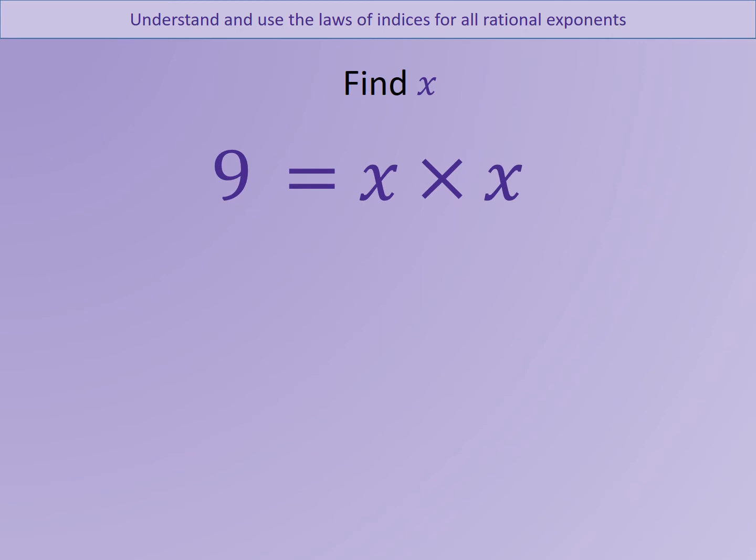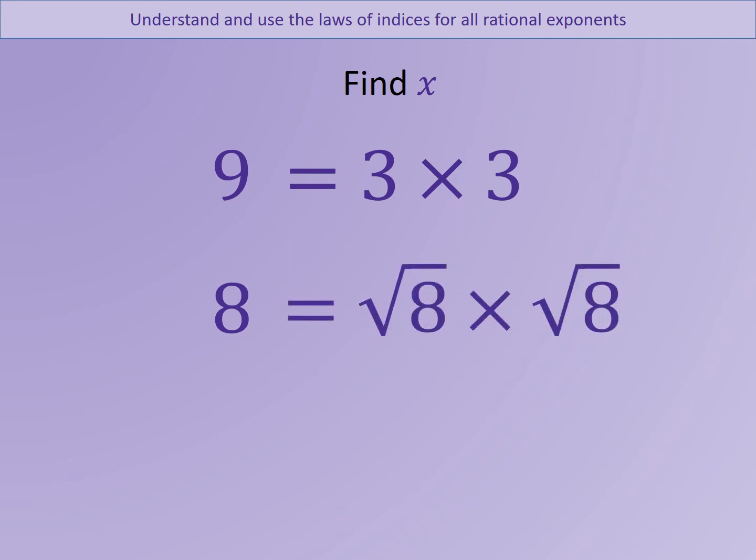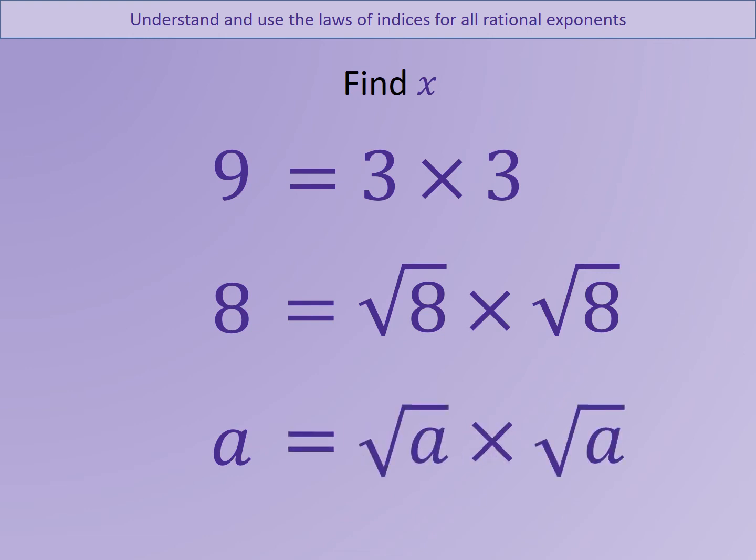So that previous slide links nicely into this one, but in this question we are trying to find the value of x. So what number when you multiply by itself gives you 9? The answer would be that x is 3. In the second one, similar but a little bit more difficult because 8 is not a square number. What number when you multiply by itself gives you a value of 8? The answer to that would be that x is root 8. And then more generally, what would x have to be in order for us to give us an answer of a? x would have to equal the square root of a.